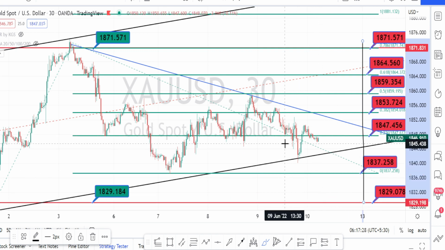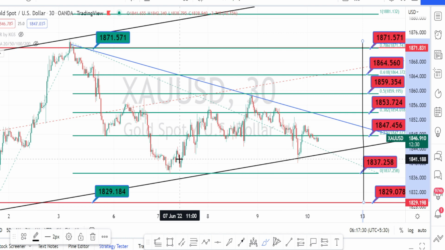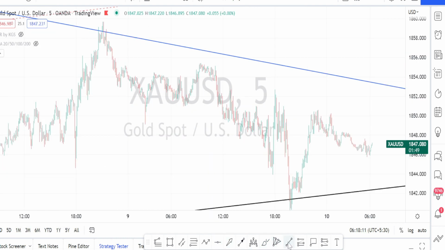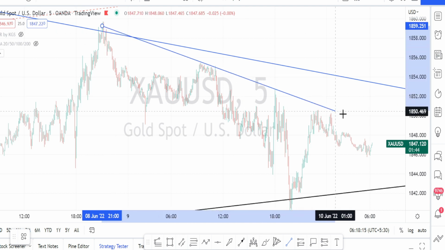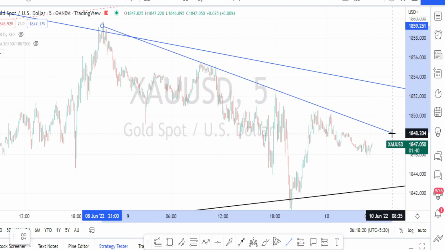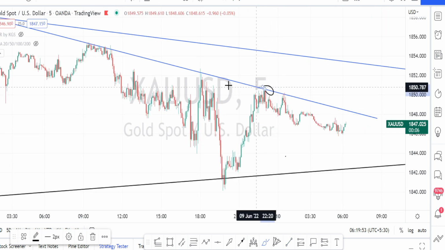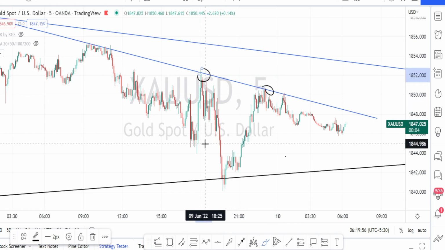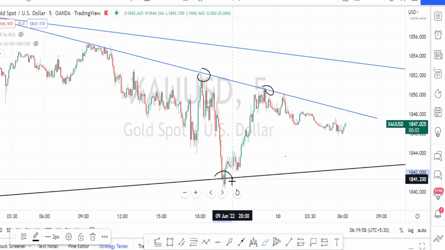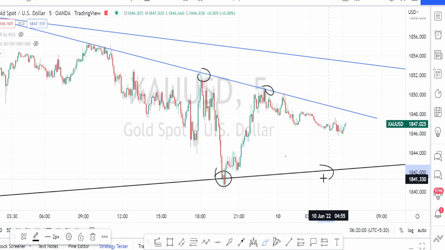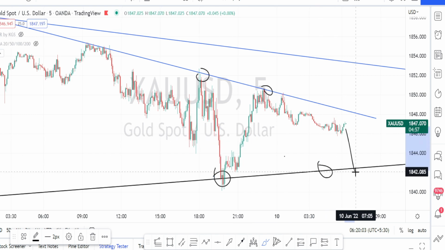Let us do the analysis in 5 minutes time frame. I am in 5 minutes time frame now, and we have noticed the price action to bounce back from this resistance line from the hourly time frame. Since the price action is trading below this resistance line, we can expect the price action to retrace and retest the 4 hours time frame support line or the trend line.